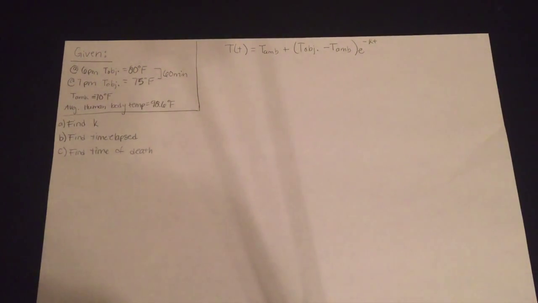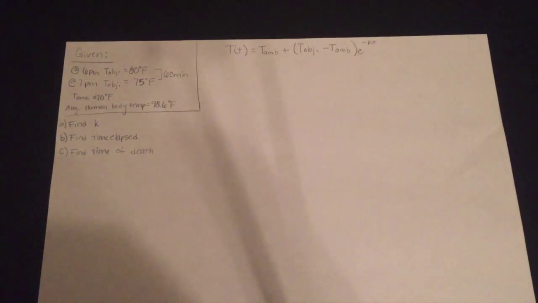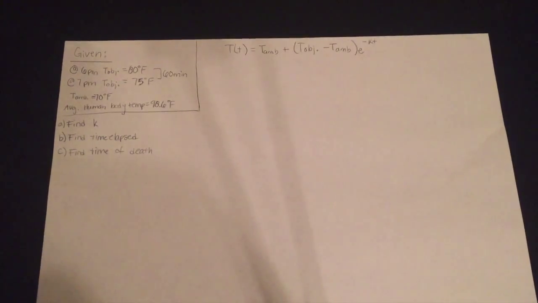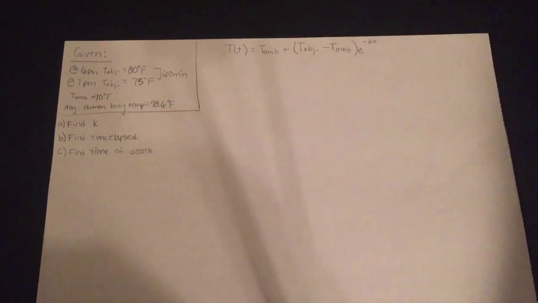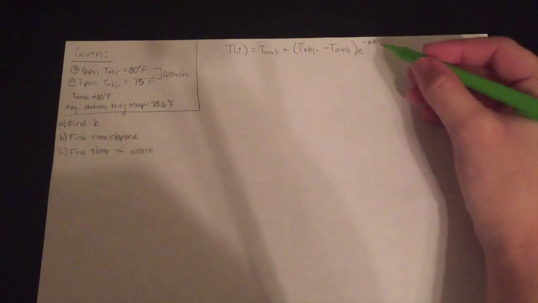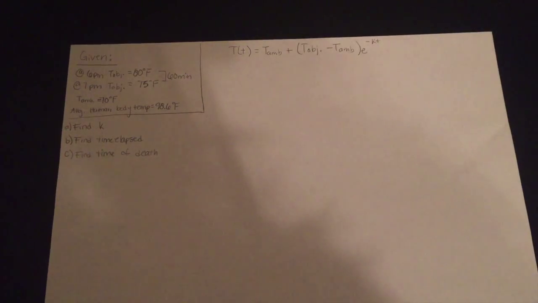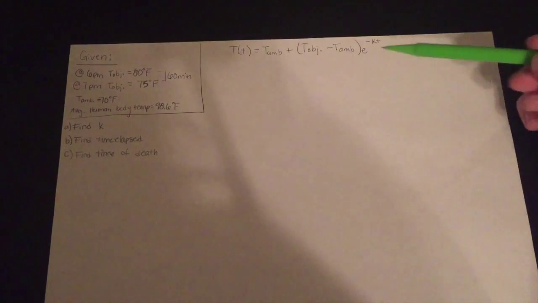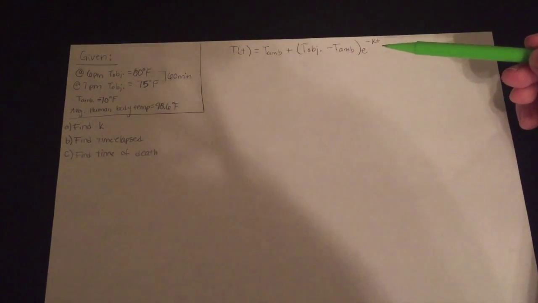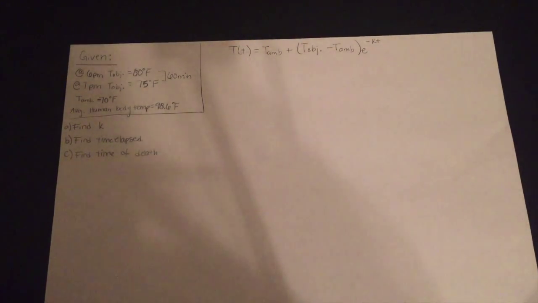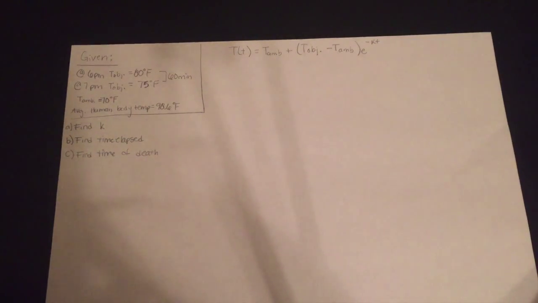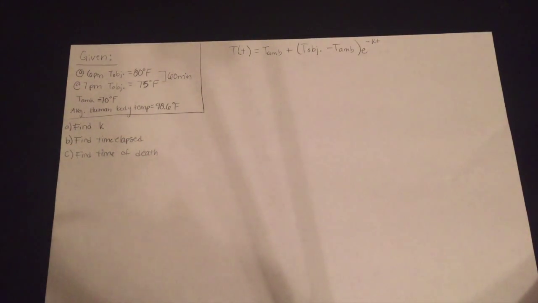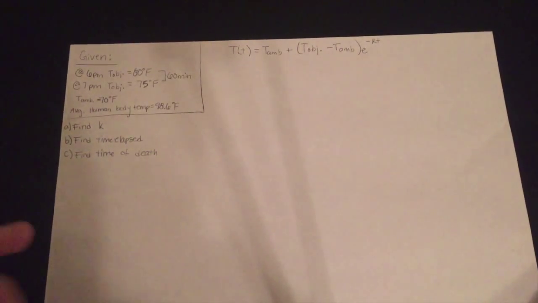So our equation is T of t, where t is time. So the temperature at a certain time equals the temperature of the ambient plus the temperature of the object minus the temperature of the ambient, times e to the negative k times t. So k is the constant decay coefficient. And to find k, what we first have to do is find what the temperature was after the time of death, I guess, or after the time of discovery.